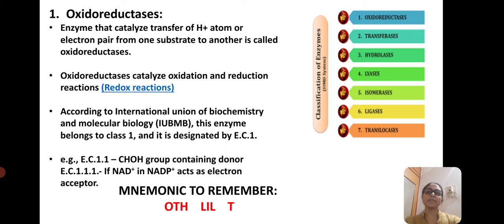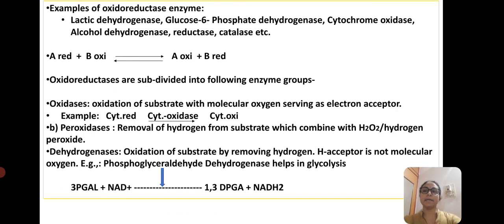Here EC 1.1, where the alcoholic group is the donor, and NAD plus or NADP plus, those are the coenzymes involved. That will be the third digit, which is going to act as electron acceptors, NAD plus or NADP plus. Let's see an example of an oxidoreductase enzyme, that is lactic dehydrogenase. This lactic dehydrogenase and also glucose 6-phosphate dehydrogenase, cytochrome oxidase, alcohol dehydrogenase are the very important oxidoreductases.